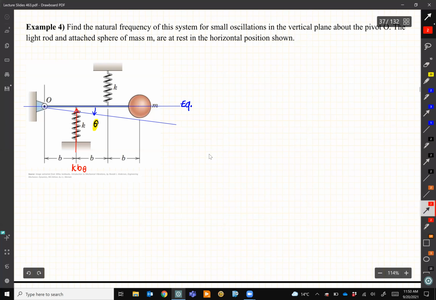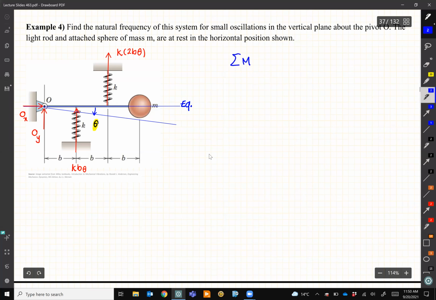What about the spring at the top here? It resists the motion, it is upward, because it becomes stretched, right? And the force is k multiplied by the deflection, which is 2b theta. I don't care about the weight because we talked about it. And then O is simply a pin, which has Ox and Oy.